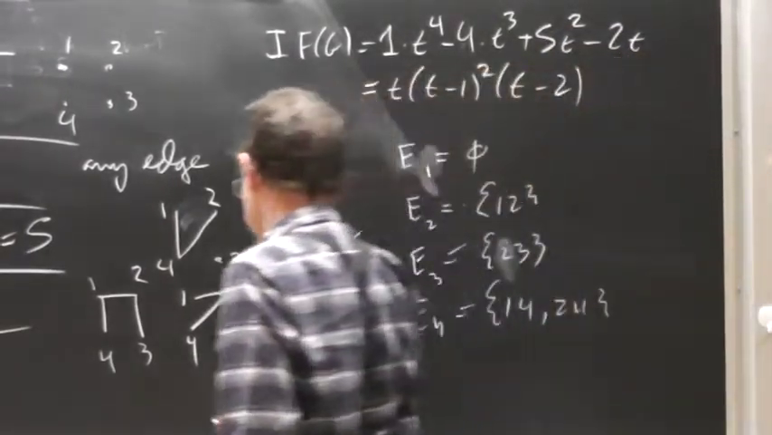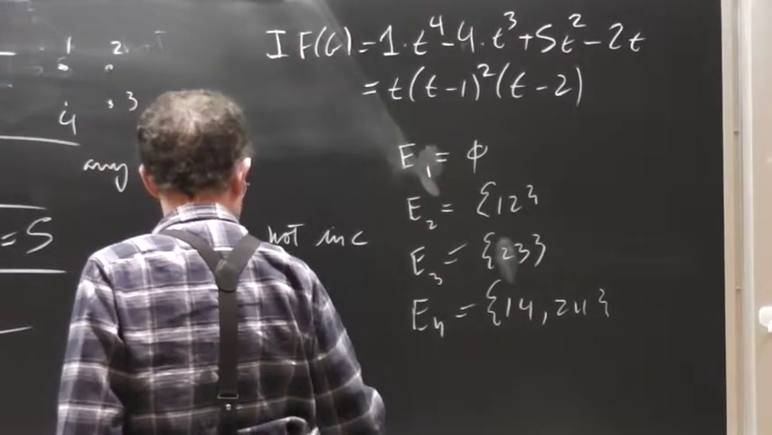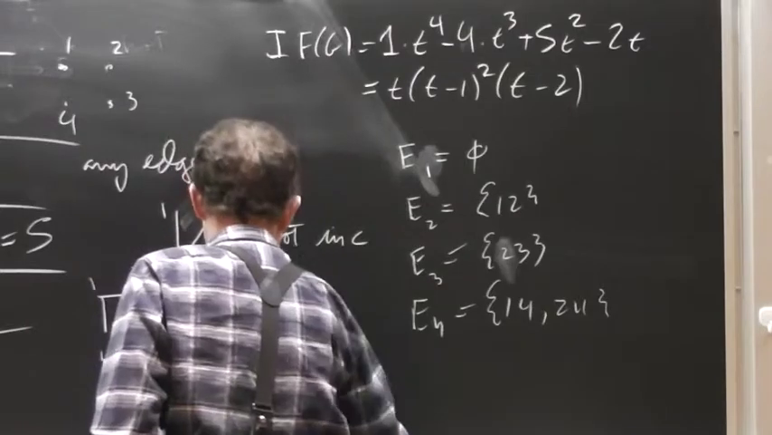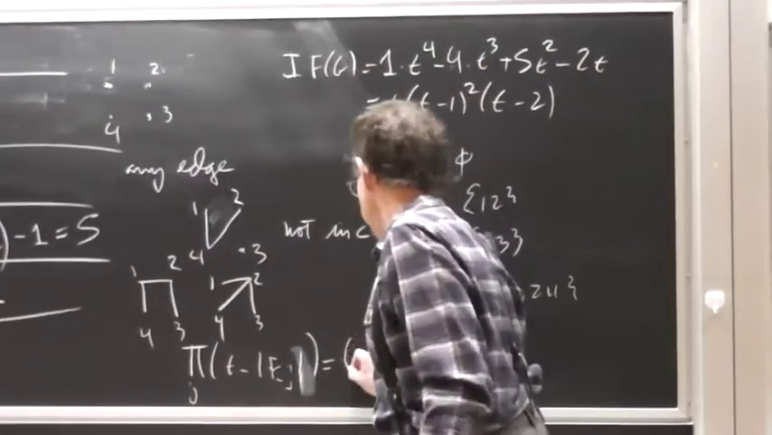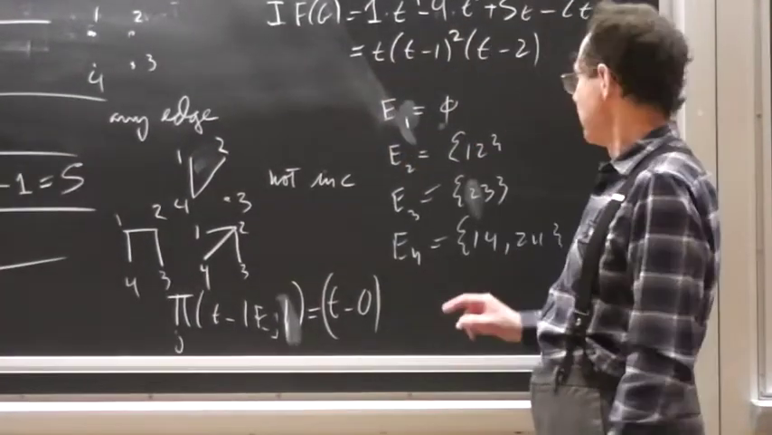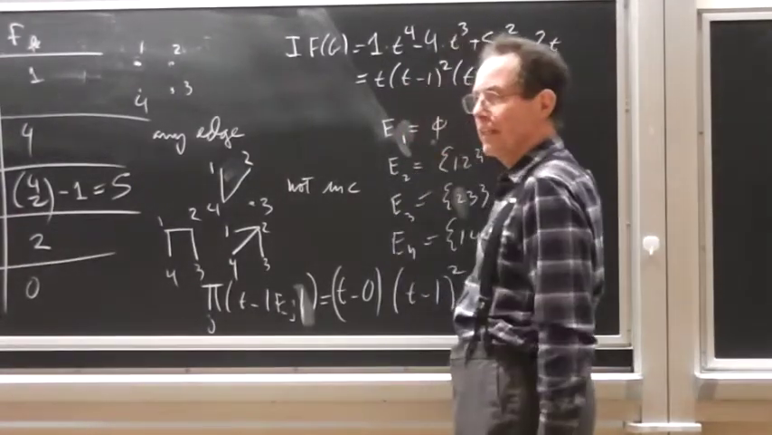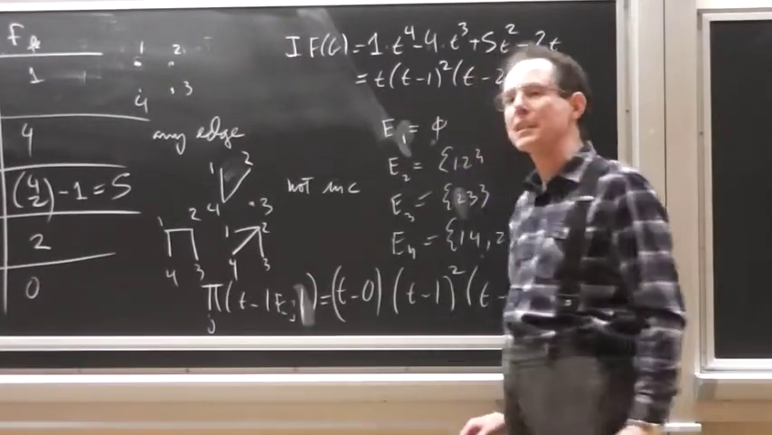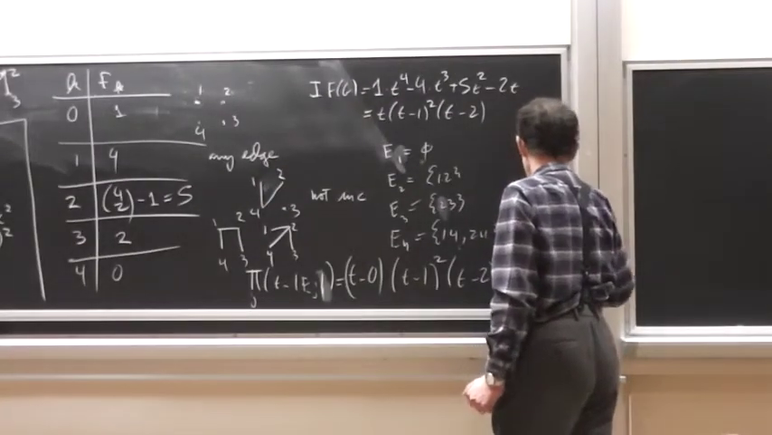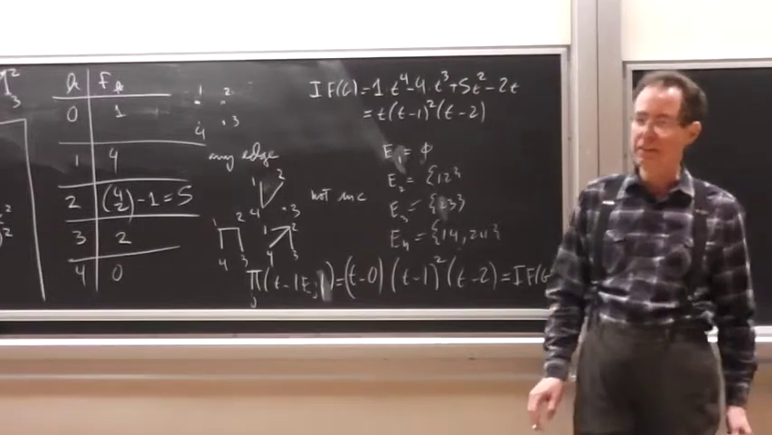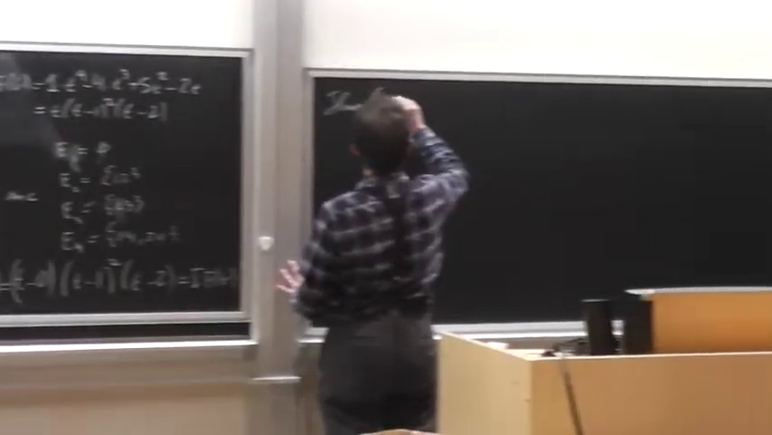Now let us take the product over all j of t minus the cardinality of these sets. Some of you already see it coming. This one gives me t minus 0. These two both give me t minus 1. And this gives me t minus 2. And have we seen this polynomial recently? Yes. And that is not, as I'm very fond of saying, an accident. So here's the first theorem. This is one with Josh.